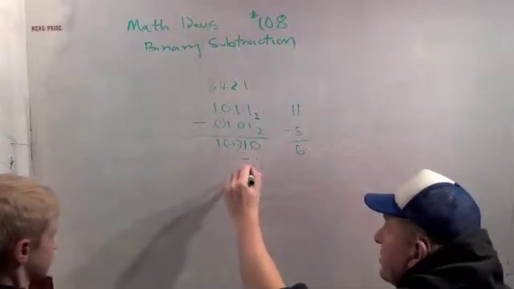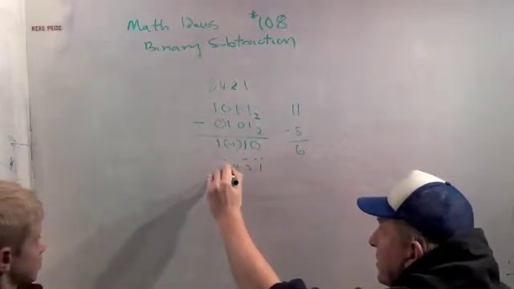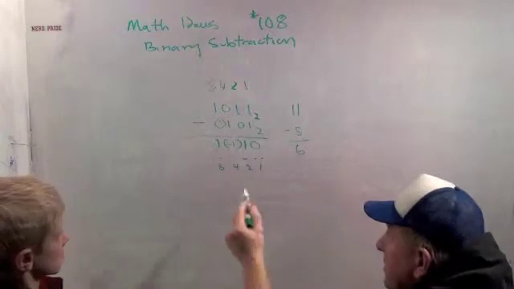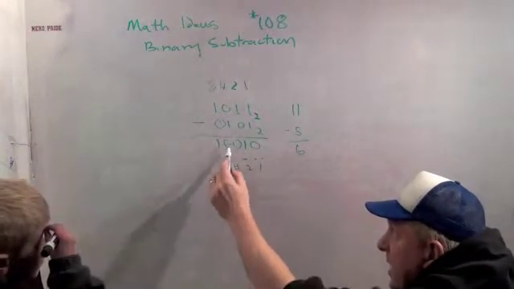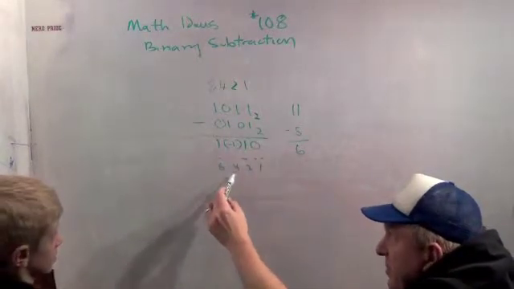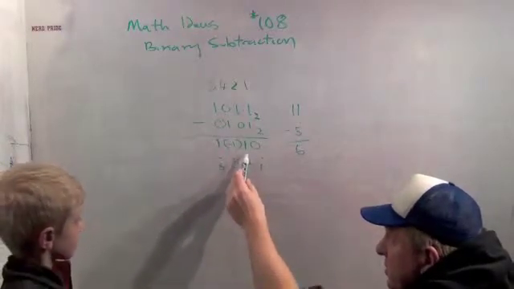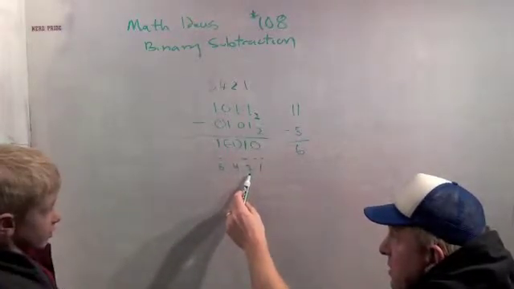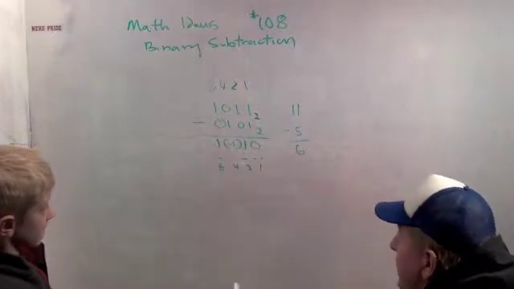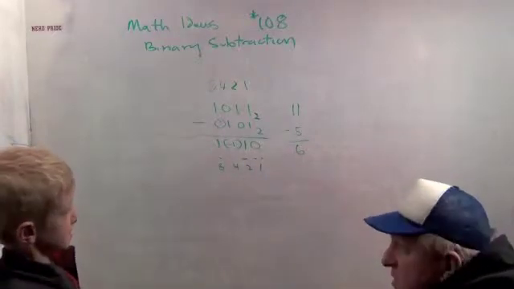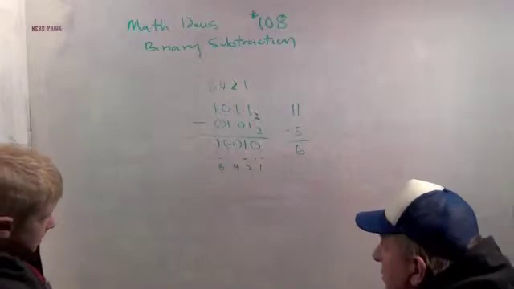Remember, this is the ones digit, the twos digit, the fours digit, and the eights digit. So this is 1 times 8, minus 1 times 4, so that's 8 minus 4. 8 minus 4 is 4. Plus 1 times 2, which is 6. Plus 0 times 1. Okay, so we did get 6. We just didn't get it in the right format.